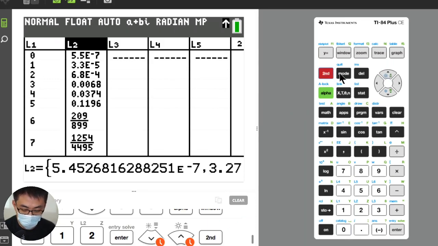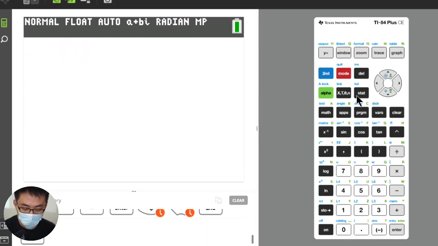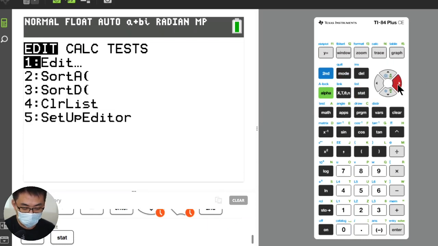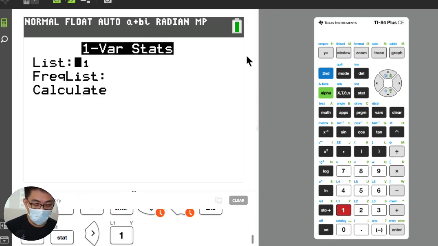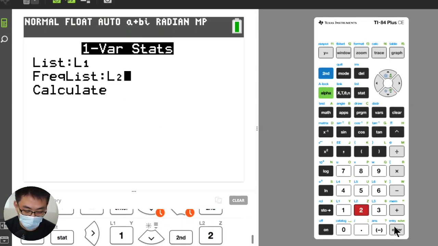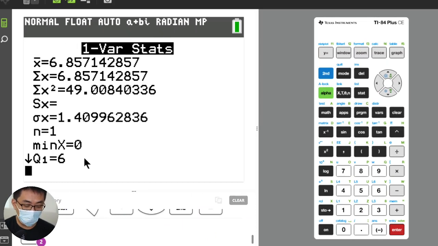Remember, we get our variance from here. Quit to the main menu, go to stats, calculate, one-variable stats. Put list 1, and for the frequency list put the probability, which is list 2. Then you get the answer. Make sure the probabilities add up to 1. If they don't add up to 1, your work is messed up.